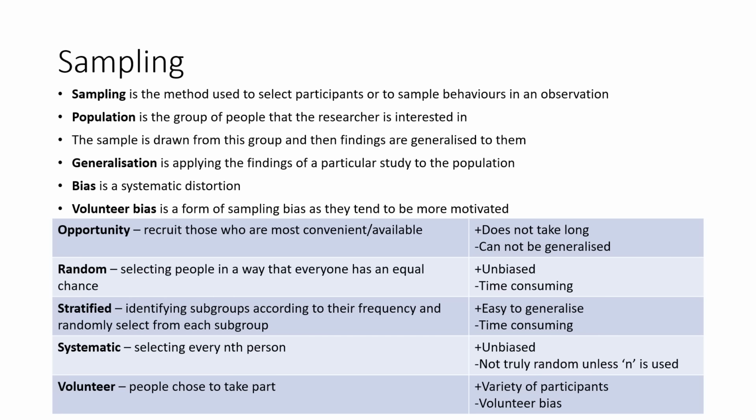Systematic is selecting every nth person from a list. So, for example, you have a list of 20 people on a bit of paper, and then you would select every third person on the list, which is unbiased but not truly random unless the n is randomly chosen. And again, looking at the volunteer sampling, which is when people choose to take part, you get a variety of participants, but there is volunteer bias, and also it isn't on there, but it is hard to generalise the results to the population.